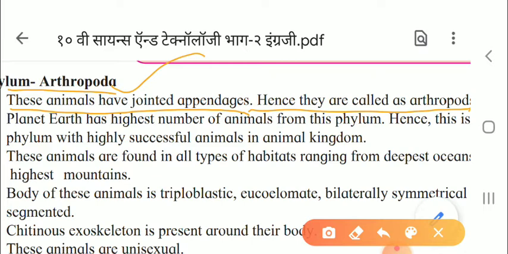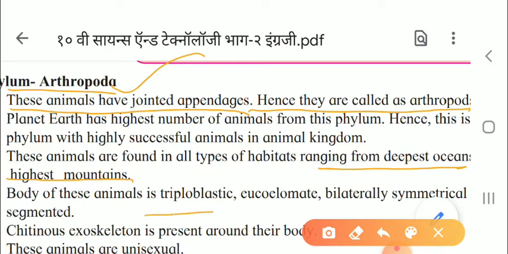Hence we can say this is the largest phylum, a highly successful group in the animal kingdom. Now the third characteristic is that these animals are found in all types of habitat, ranging from the deepest ocean to the highest mountain. That means they are present deep in the ocean as well as in the high mountains. The body of these animals is triploblastic.